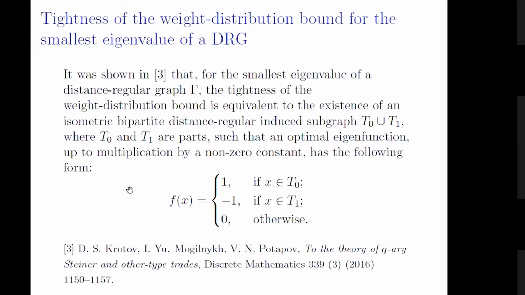It was shown in reference 3 by Krotov, McGinnis, and Potapov that for the smallest eigenvalue of a distance regular graph gamma, the tightness of the weight distribution bound is equivalent to the existence of an isometric bipartite distance regular induced subgraph T_0 joined with T_1, where T_0 and T_1 are parts, such that an optimal eigenfunction, up to multiplication by a non-zero constant, has the following form: f(x) is equal to 1 if x belongs to one part, f(x) is equal to -1 if x belongs to the other part, and 0 otherwise.